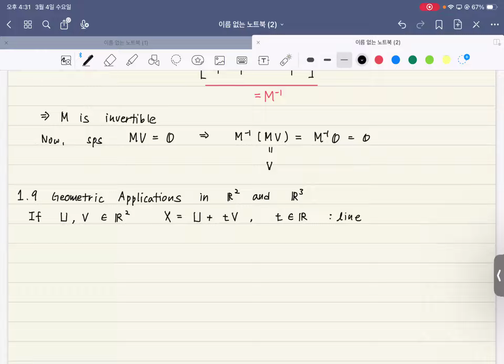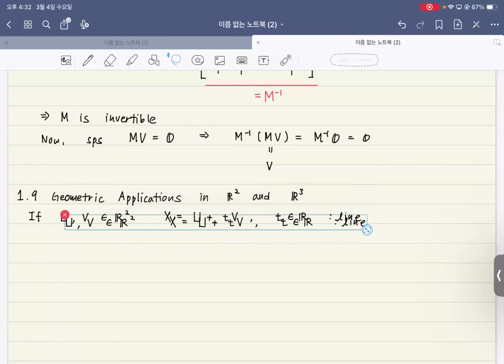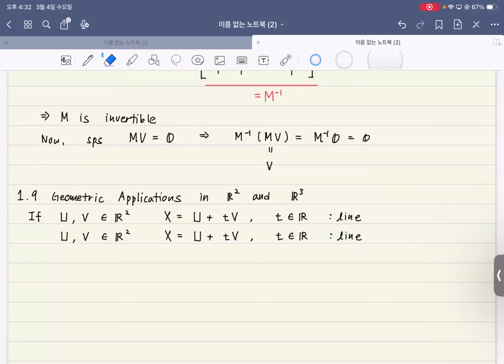And the same is true for 3 dimensions. So again, this is a line in 3 dimensions, which passes through the point U and is parallel to vector V. Okay.